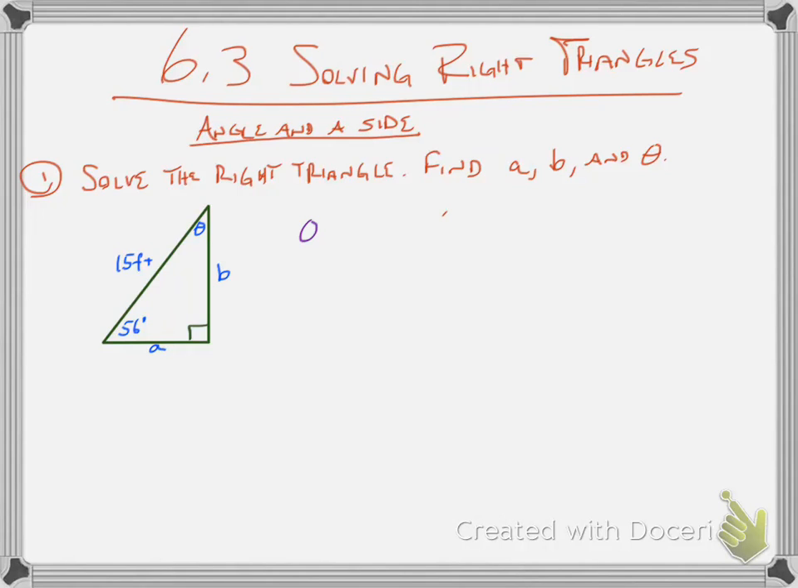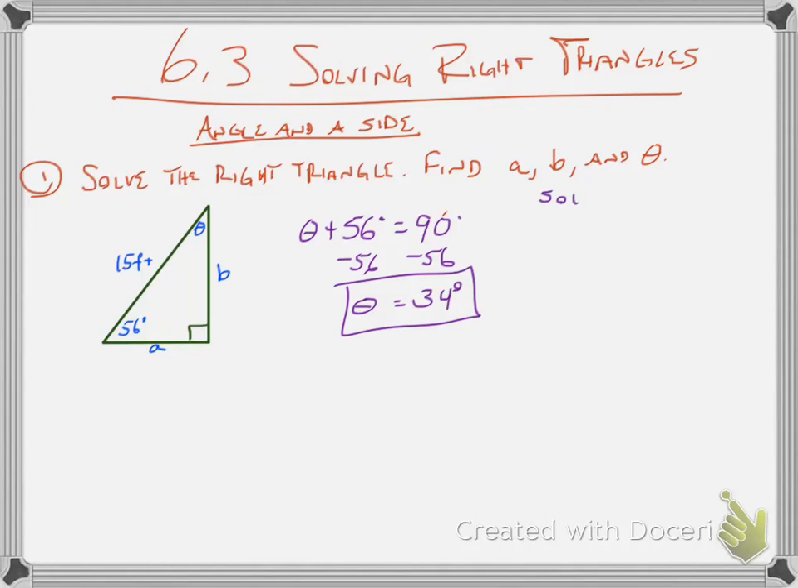Theta plus 56 is going to equal 90 degrees, and if I subtract 56, that means theta is equal to 34 degrees. Because all three angles add up to 180, this is already my 90 angle, so theta and 56 add up to 90, and there I go. That's theta. My next part, I'm going to look for A.